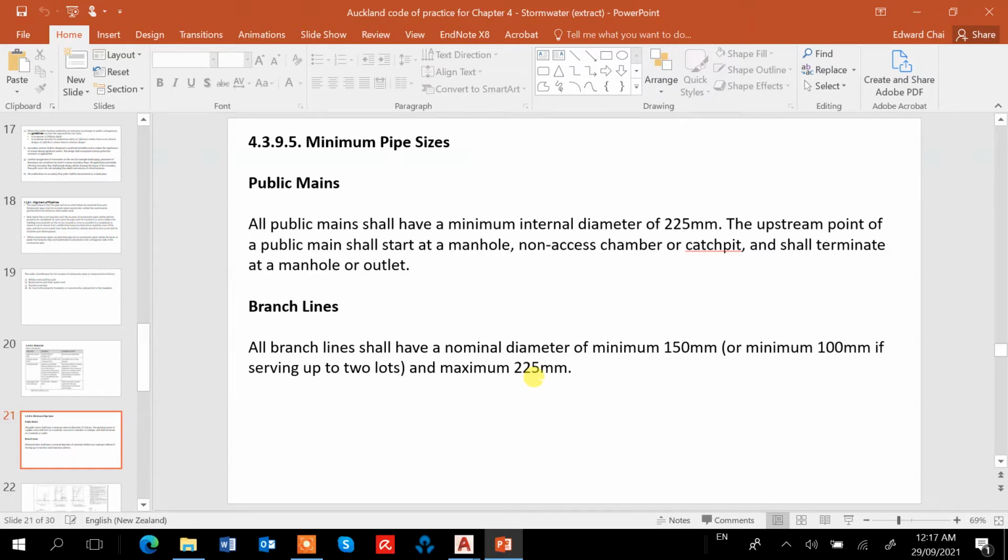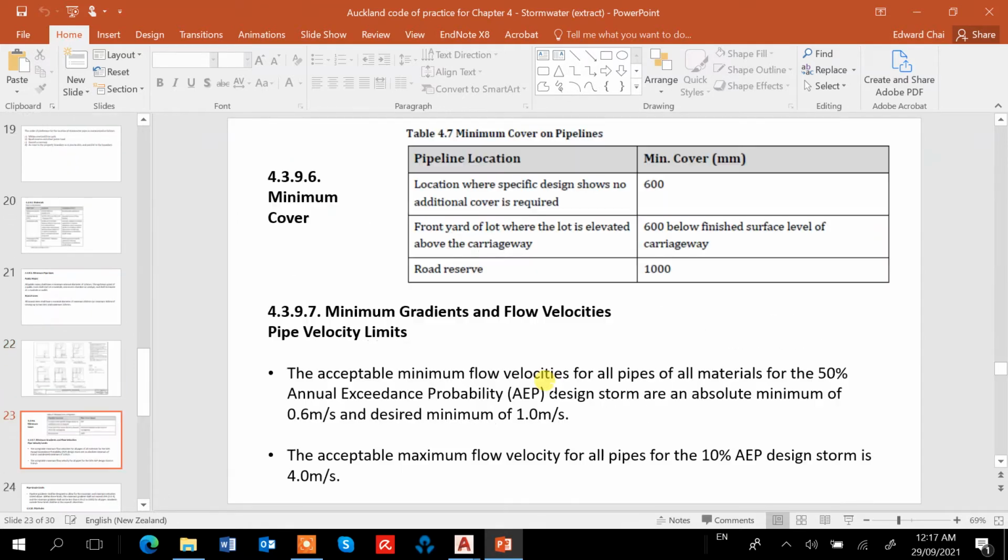So I think this one depends on the rainfall. I think I use up to 375. Let me show you. The velocity, I think, has to be between minimum 1 and maximum 4. We don't want the speed of the water to be too fast inside the manhole, especially for the UPVC or the PE. It might cause damage to the joint.